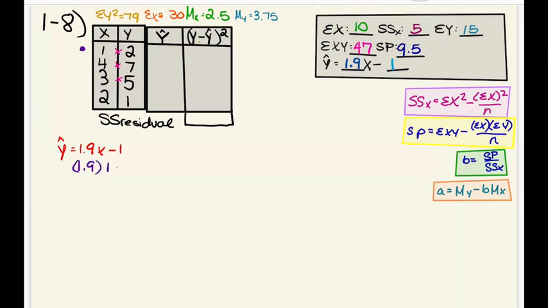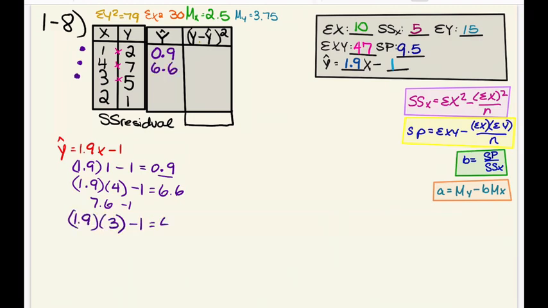Next, we'll plug our existing x values into this equation to determine y hat, or the predicted value of y, for each of our x values. Then we'll calculate the distance between the actual data point of y and the predicted point on the line, which is y hat, and square it.